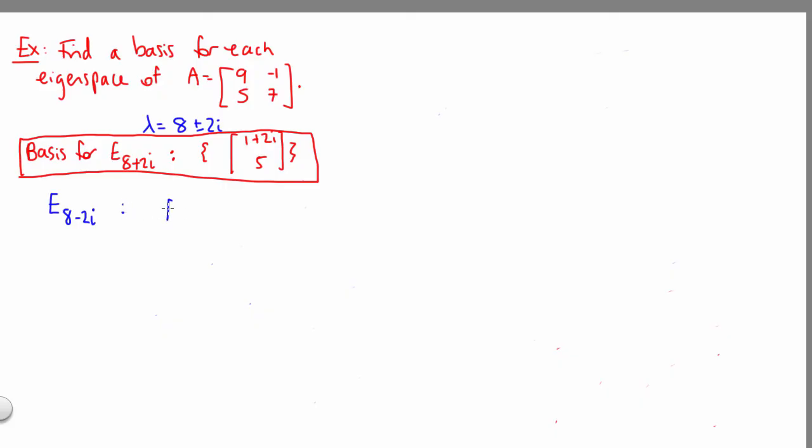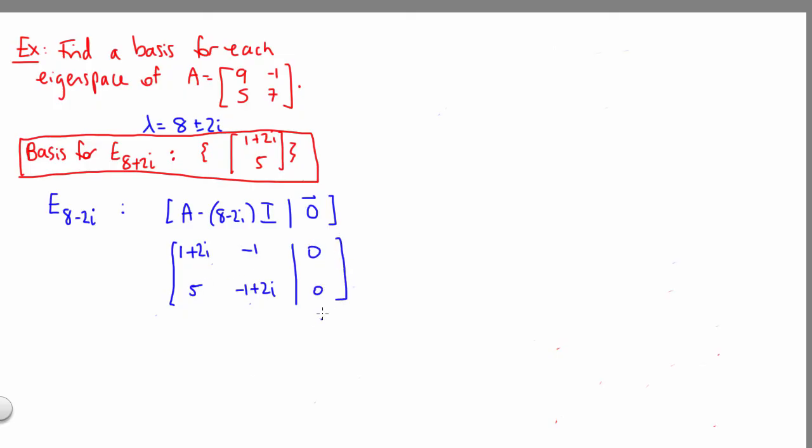So to look at that, we're going to build the system A minus lambda I. We'll be careful with our brackets here to make sure that our eigenvalue is fully subtracted off the diagonal entries, and this is a homogeneous system. So looking at these diagonal entries, it's as if we're subtracting 8 and adding 2i to those diagonal entries. The diagonal entries will be 1 plus 2i and negative 1 plus 2i. The off-diagonal entries will stay the same. We've got zeros on the right side.